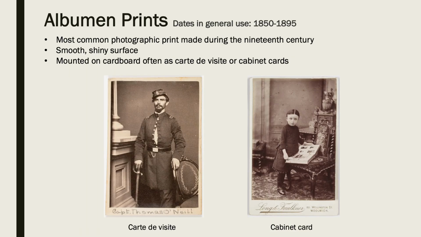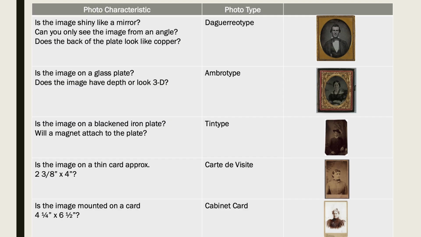Albumin prints were the most common type of photographic print made during the 19th century. They are characterized by a smooth, shiny surface, which is the result of a coating of egg whites, or albumin. The color can vary a great deal depending upon the treatment given during processing, but most often it is a purplish brown. These appeared in the form of carte de visite or cabinet cards. So how do we tell these different formats apart?